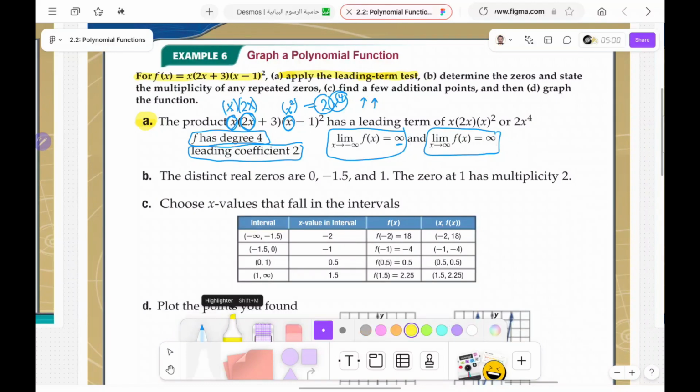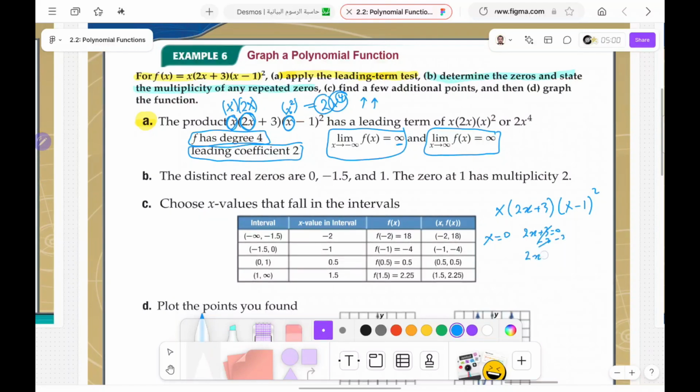Now number 2 of the question is asking: determine the zeros and state the multiplicity of any repeated zero. How can I know the repeated zeros? I need to solve the equation. The function is x times (2x plus 3) times (x minus 1) squared. The first zero is x equals 0. For the second zero, 2x plus 3 equals 0, so subtract 3, then 2x equals negative 3, divide by 2, so x is equal to negative 3 over 2.